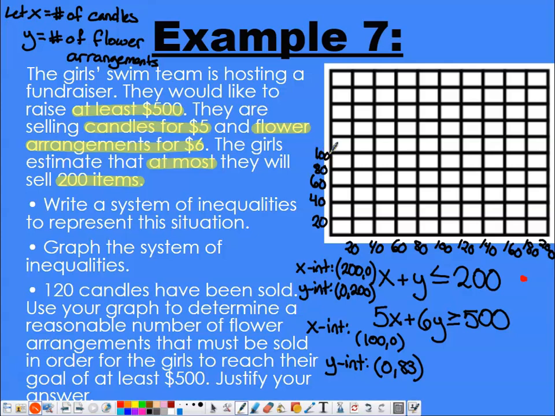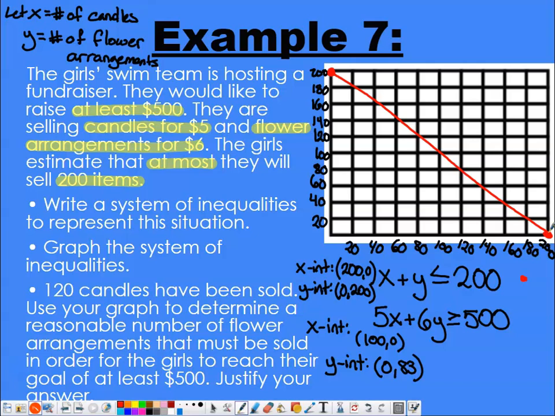And this is just a guess and check. I'm looking at what my X and Y intercepts are. I see that we need to get to 200, and it works out really nicely that we just count by 20s. Again, I'm going to use red for that first one. We have an x-intercept of (200, 0) and a y-intercept of (0, 200). It is less than or equal to, so it's going to be a solid line. So we have this line right here.